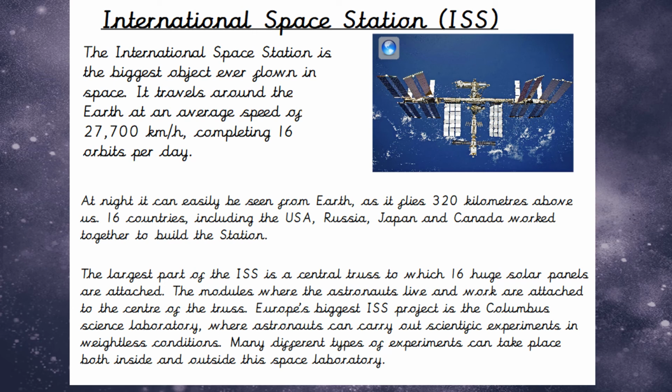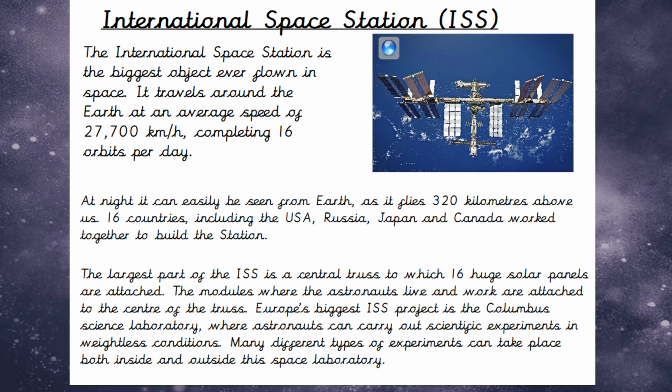It travels around the Earth at an average speed of 27,700 kilometers an hour, completing 16 orbits a day. It can travel around the entire world 16 times a day. That's how fast it travels. At night, it can actually be seen from Earth as it flies 320 kilometers above 16 countries, including the USA, Russia, Japan, and Canada. And these countries have actually worked together to build the station.